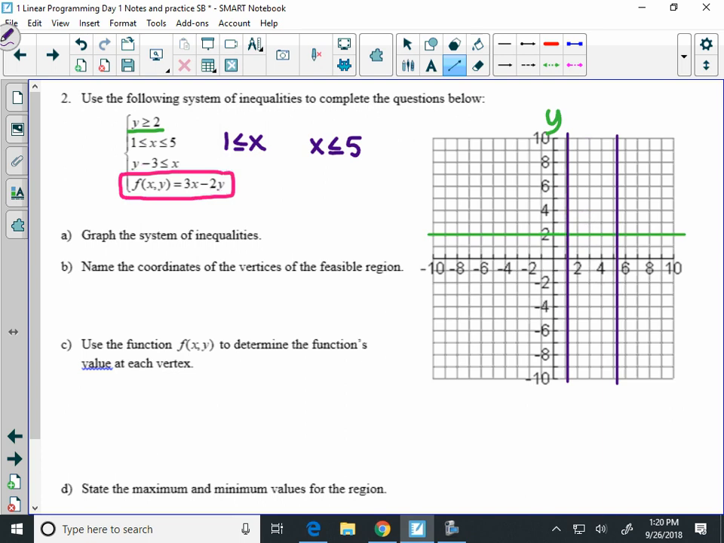And I should have said this earlier, but I forgot. Why am I using solid lines for all of these inequalities? Yeah, they all have the equal to.